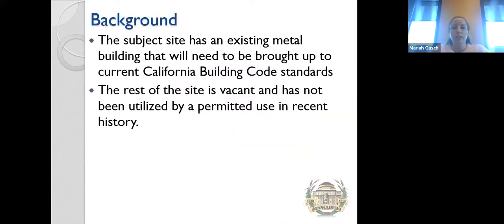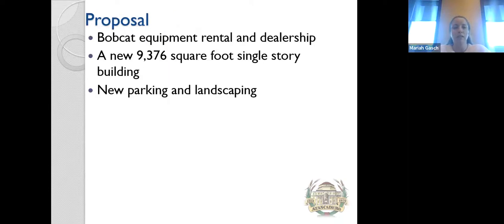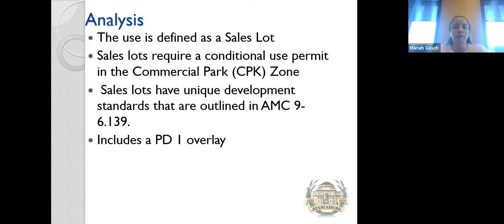As I mentioned, there is an existing metal building on the site that will need to be brought up to the current California building code standards and will be used for storage. The rest of the site is vacant and has not been utilized by a permitted use in recent history. This is the first use permit and first development plan we've seen on this site in a while. Again, this proposal is for a Bobcat equipment rental and dealership business. The proposal includes a new 9,400 square foot single story building, as well as parking and landscaping.